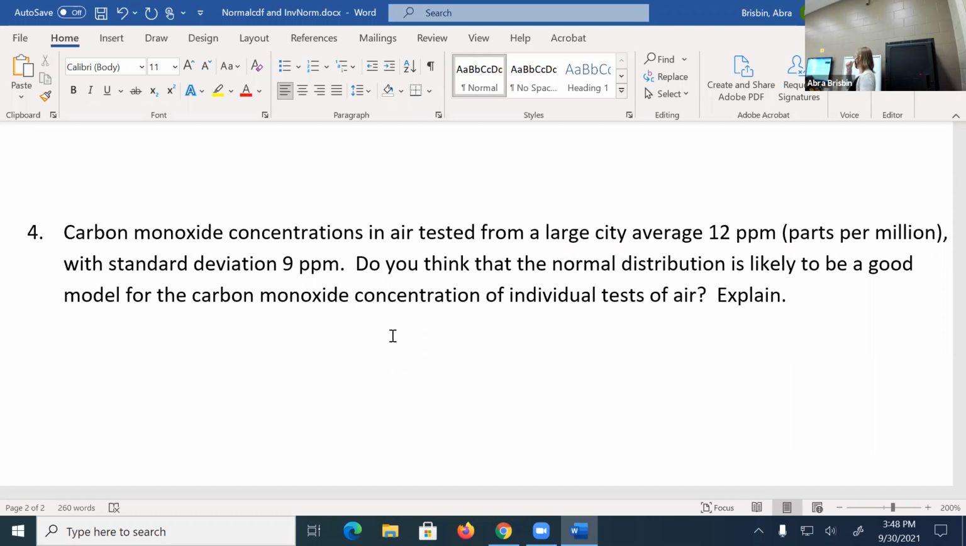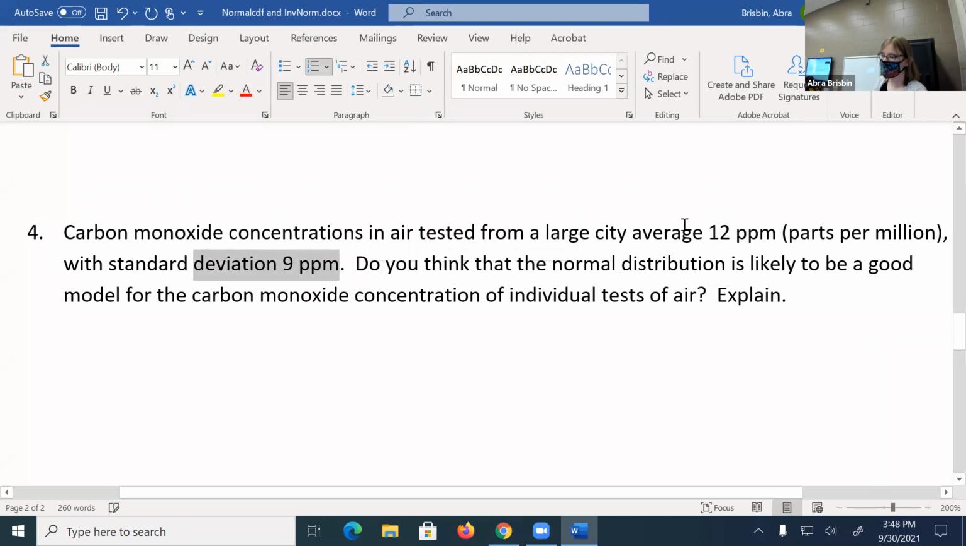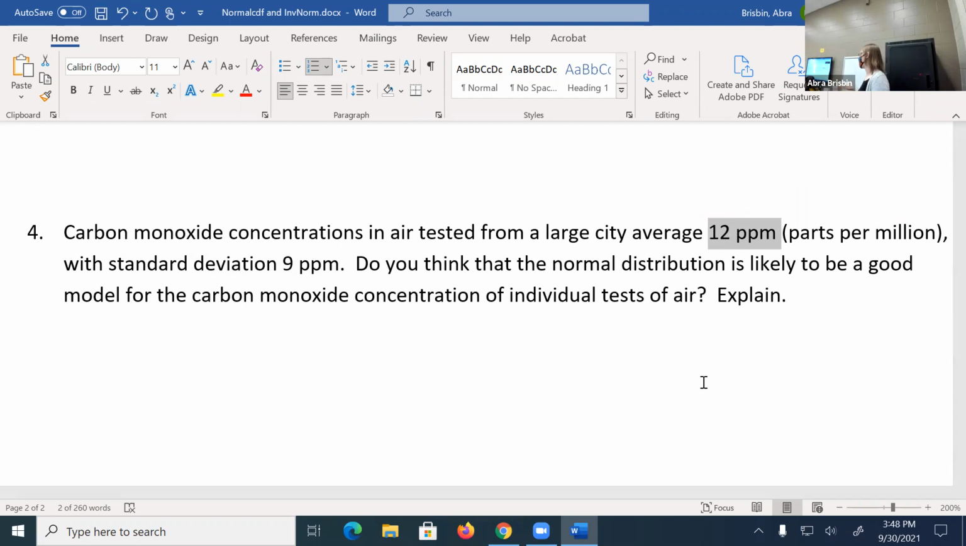But in this case, we have a similar situation to the salary problem that we talked about at the start of class. We know that the carbon monoxide concentration can't be less than 0. And the standard deviation is large compared to the mean. So the empirical rule would tell us if the distribution were approximately normal, you'd have 2.5% of your tests of air would have a negative concentration of carbon monoxide, and that's not possible. So it must be that the empirical rule doesn't apply. It must be that it's not normally distributed. It's probably right skewed.